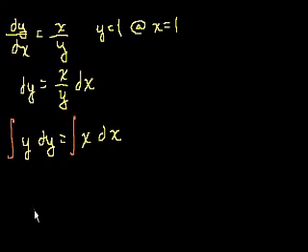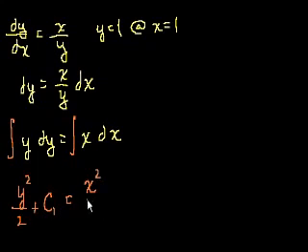So what's the antiderivative here? Well, it is y squared over 2. And I could say plus c, some constant. There could be a constant here. I'll call it c1. We don't know what that constant is. And that equals x squared over 2 plus c2, right? Some other constant. Maybe it's the same number. I don't know. But we don't know what either of these are.